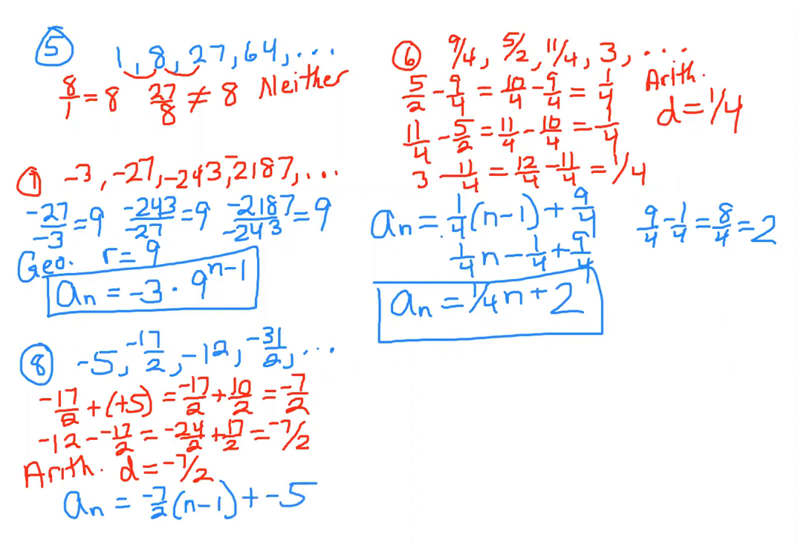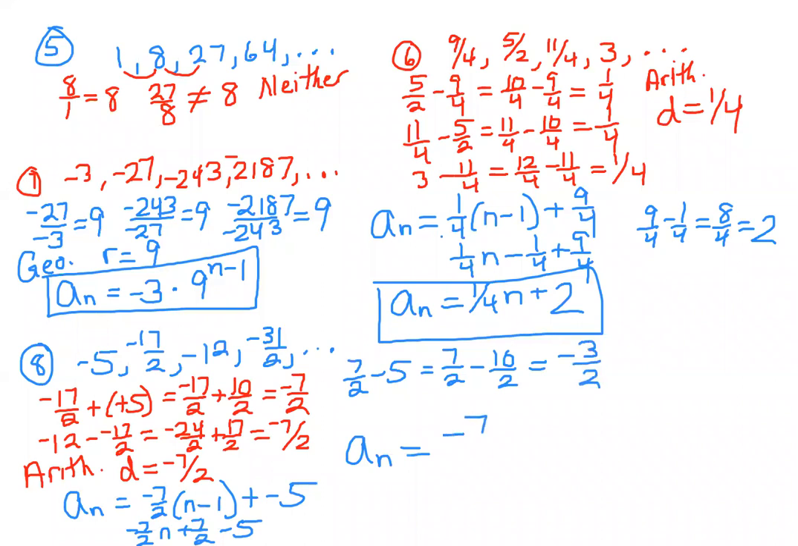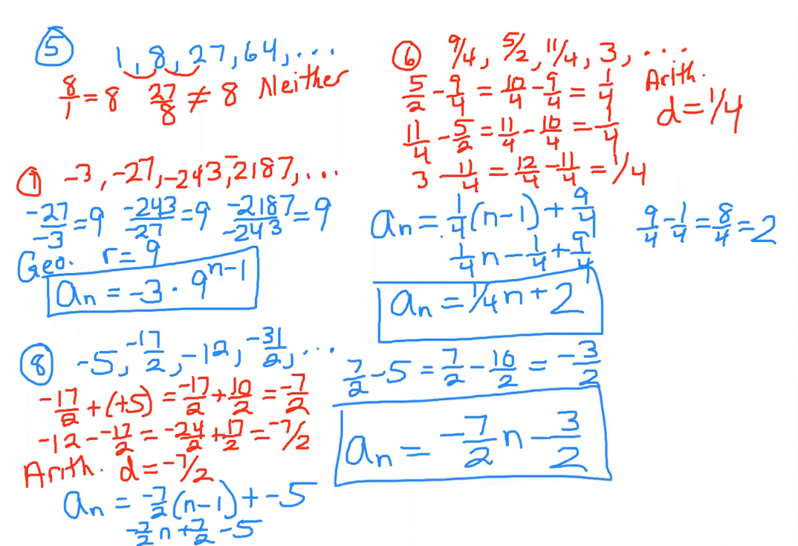You don't leave it like that. You go ahead and distribute that. And then what is 7/2 minus 5? Well, we can write that as this, and that equals -3/2. So our rule would be this for number 8.